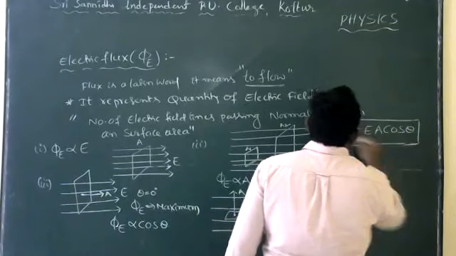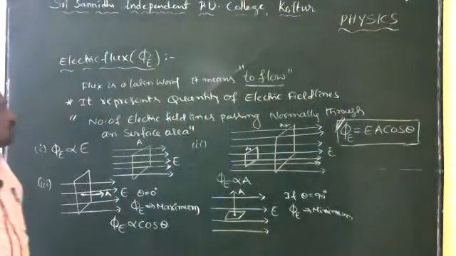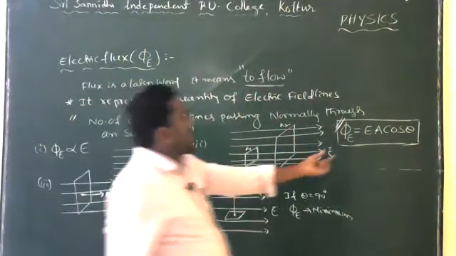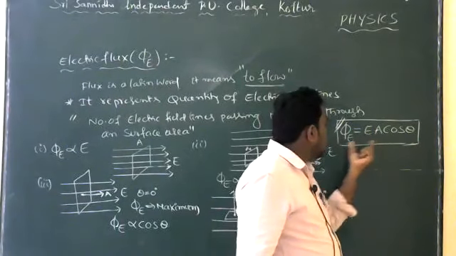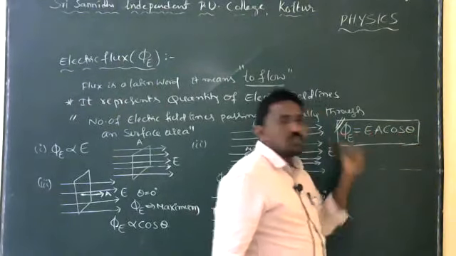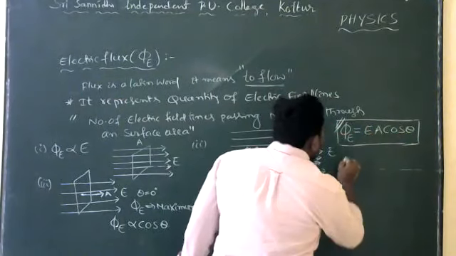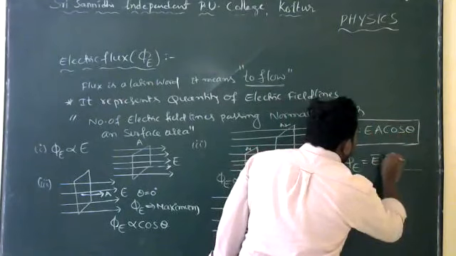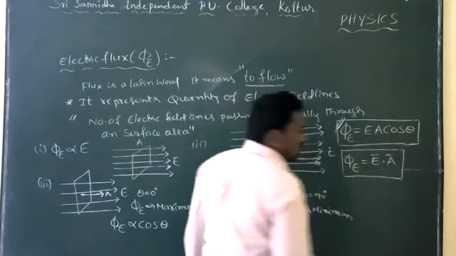So this is the expression and formula for electric flux: phi E equals E A cos theta. Electric flux depends upon E, upon A, and upon theta; these three factors determine the electric flux. E A cos theta can be written as E bar dot A bar, the dot product of two vectors.